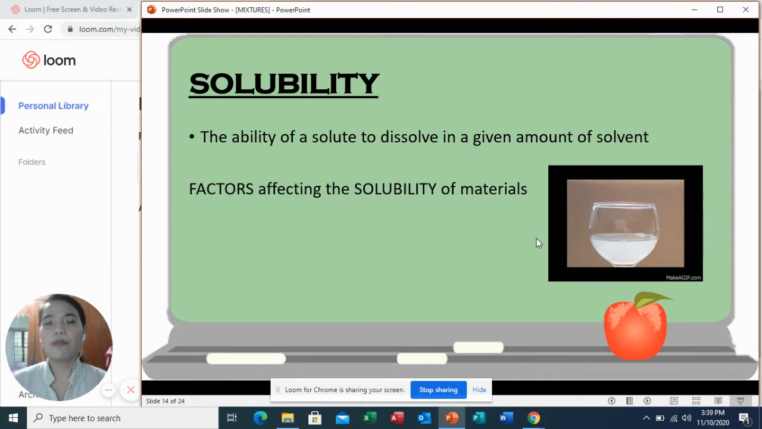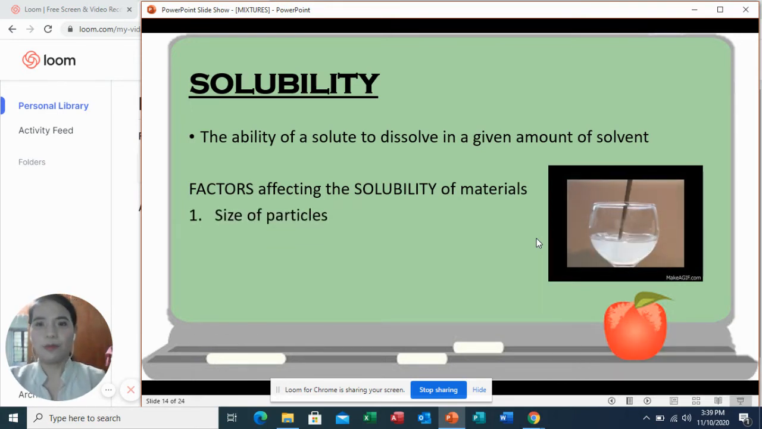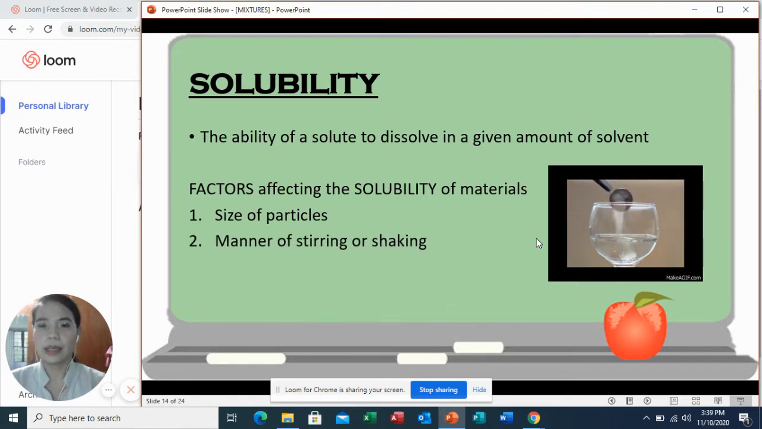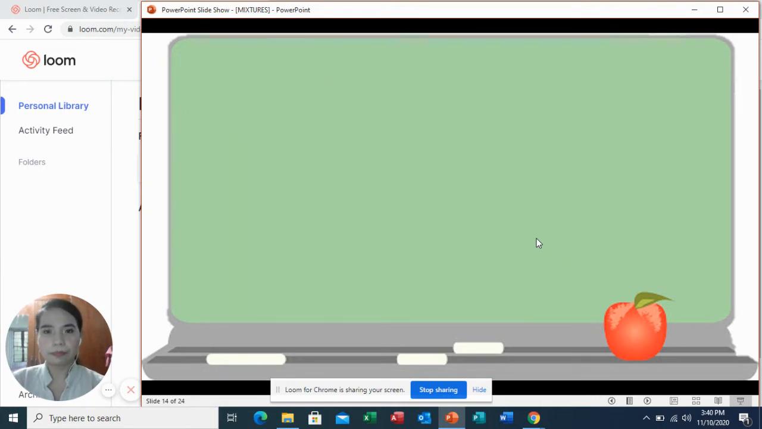Now, what are the factors affecting the solubility of materials? First factor is the size of the solute particles. Next is the manner of stirring. How do we stir the solute in a given solvent? That is also a factor affecting the solubility of materials. And the last one is the temperature of the solvent. How cold or how hot the solvent is may affect the solubility of materials.